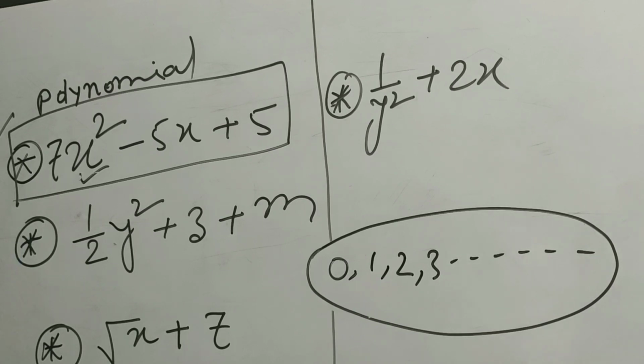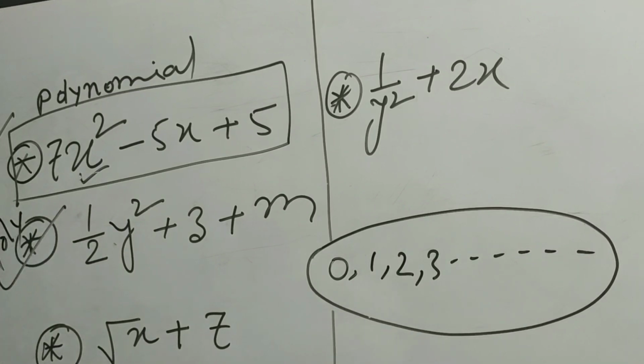In the second example, you see what is the power of the variable. Here you can see the power of y is 2. This is also a whole number. Here another variable m also has power 1. That's why this is also a polynomial.